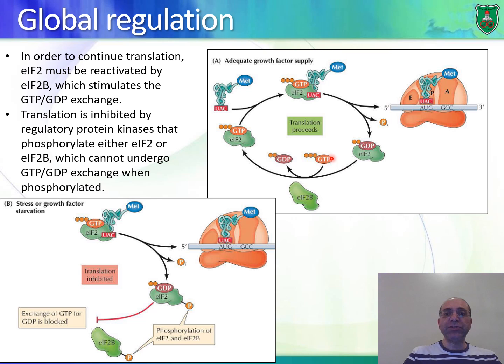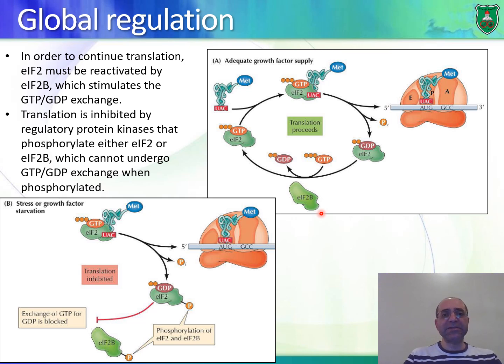Okay, so GTP comes in, it kicks out GDP, and now you have an active initiation factor 2. And it can again initiate another round of translation, like I said. Now, this also requires help from another initiation factor known as initiation factor 2b.